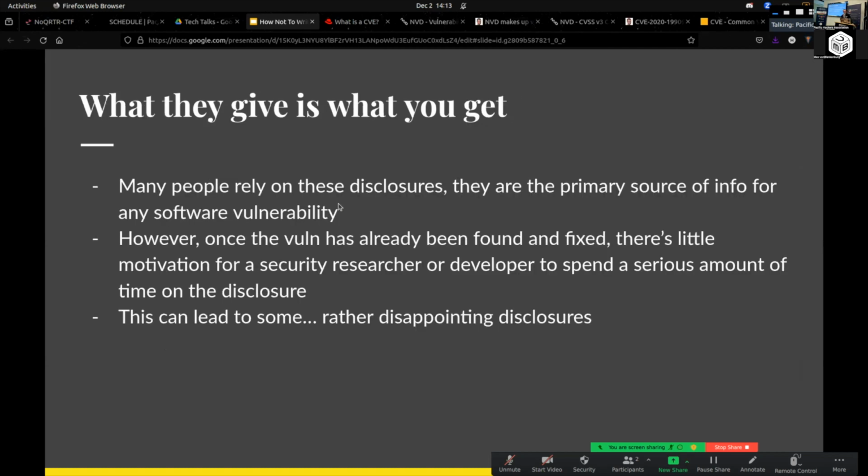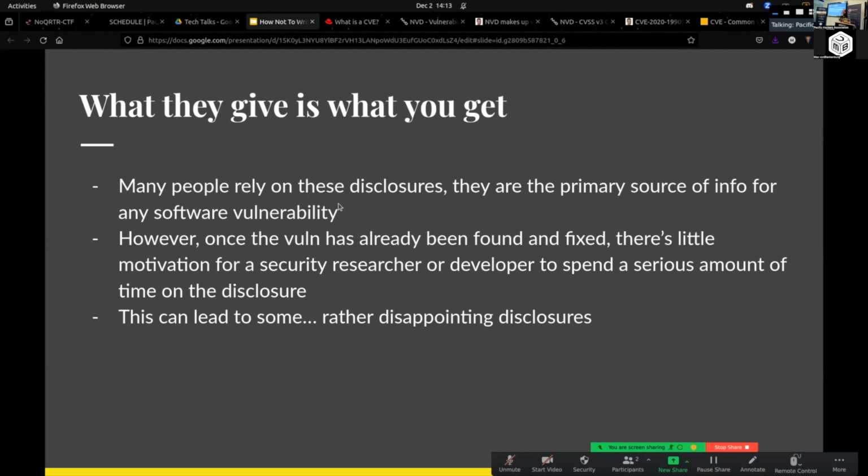And when it comes to disclosures, what they give is what you get. CVEs have become the industry standard, the one authority when it comes to CVEs. So everyone depends on them for knowing when a new vulnerability is out, what they need to patch. It's the primary source of information for any vulnerability.